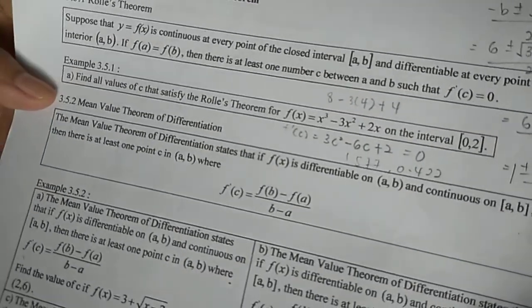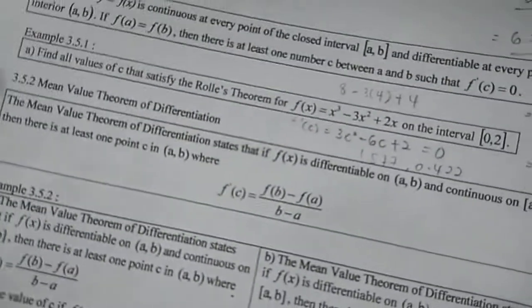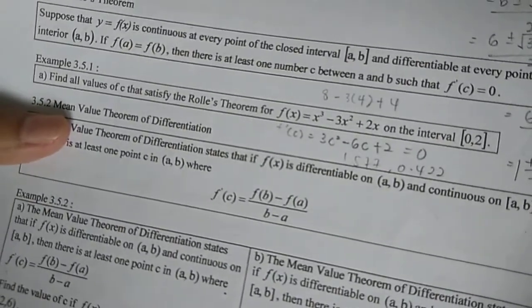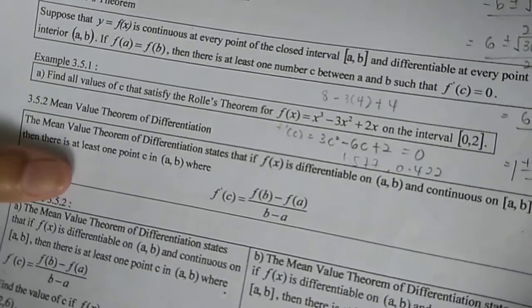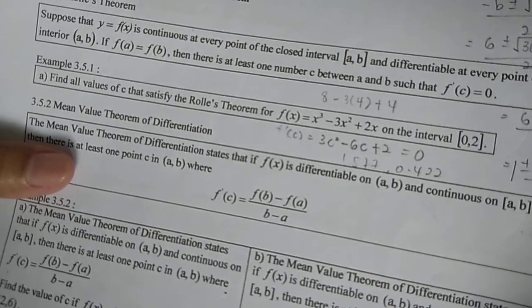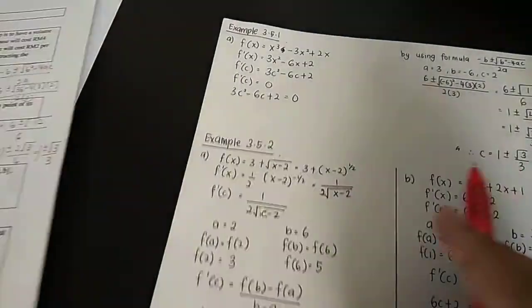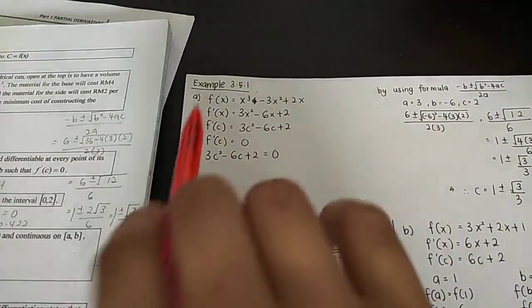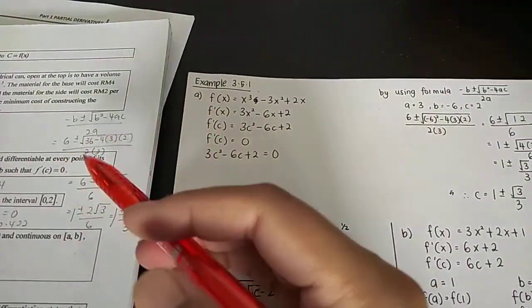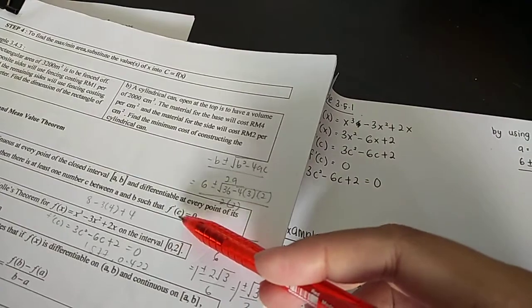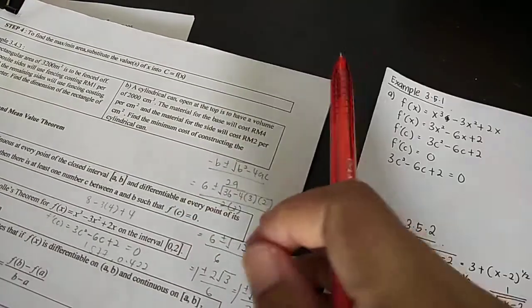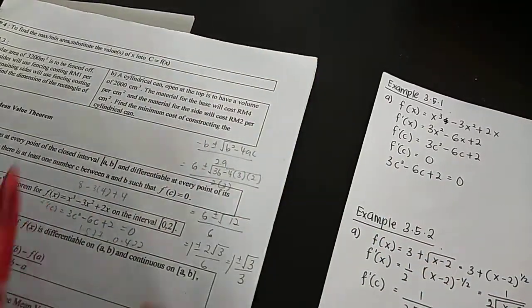So kita tengok dulu example 3.5.1. So find all values of c that satisfy the Rolle's theorem for f(x) equal to x cubed minus 3x squared plus 2x on the interval of 0 to 2. Okay. So kita nak cari dulu f prime c. Okay. So macam mana nak cari f prime c? Padahal kita ada soalan f(x) saja.